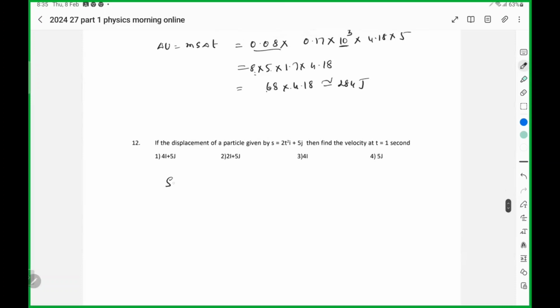So the displacement he has given, he is asking velocity at t equal to 1, which means instantaneous velocity, which we can get by differentiating. So it is 4i.